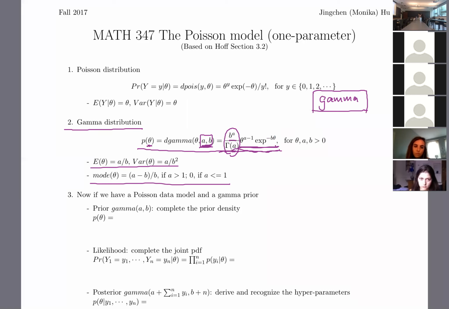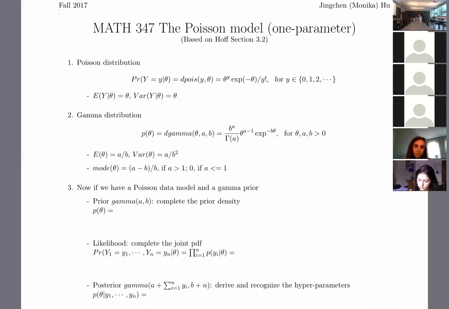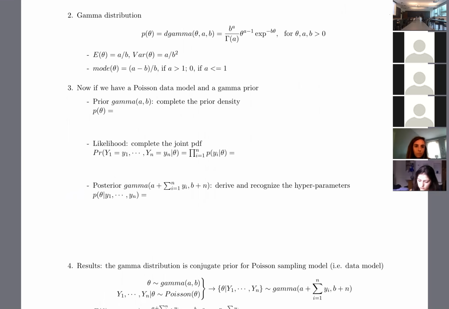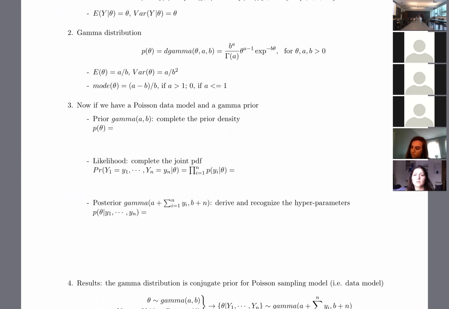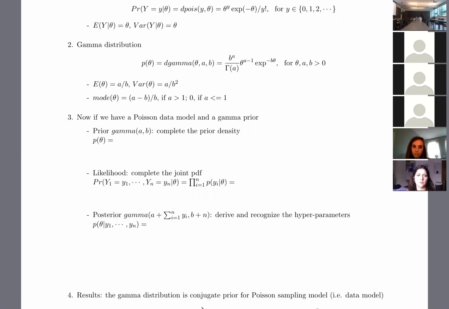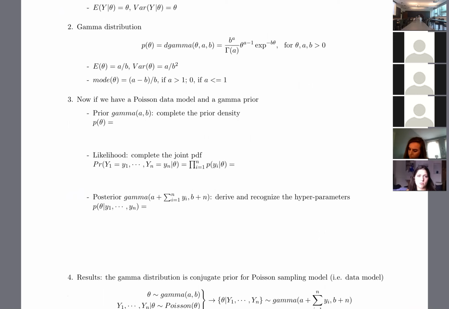All right, so we're going to move on with the Poisson likelihood and the gamma prior. Based on what you have in the document, bullet points one and two, I would like to ask you to try number three, meaning that you write out the prior, gamma A B, and complete the joint PDF of the data. Each of the yi is Poisson theta. We're looking at y1 to yn because you might observe multiple observations. If you assume they're iid, you can simply multiply all of their densities together.